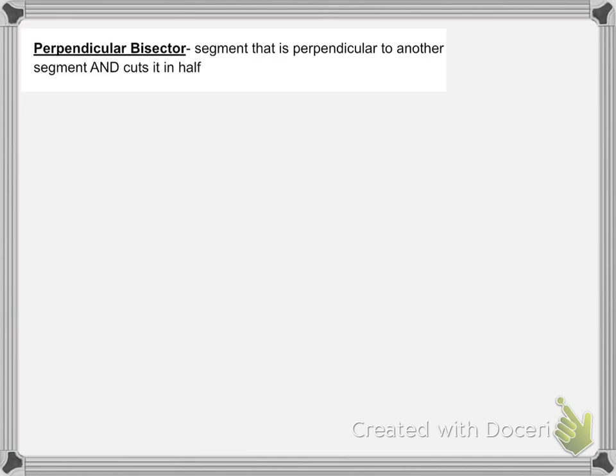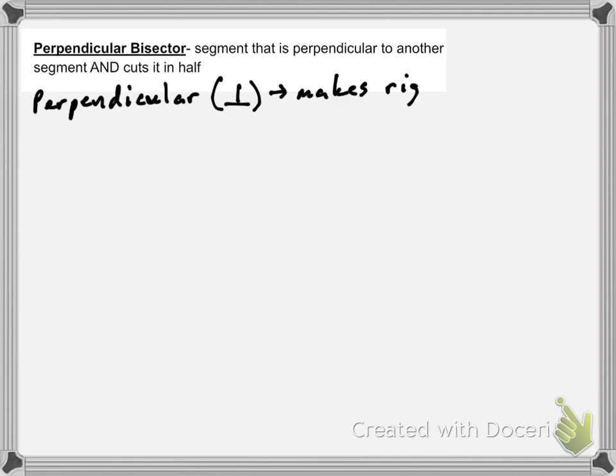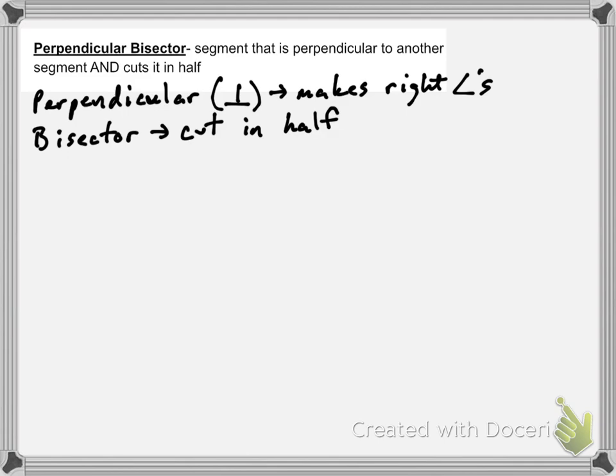Perpendicular bisector. Well, let's think about what this means. It's a segment that is perpendicular to another segment and cuts it in half. Perpendicular: first of all, that's the symbol. Second, it makes right angles. Bisector means cut in half. Could I draw a picture that makes that happen?